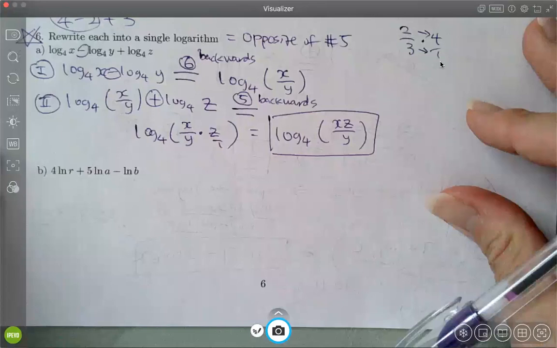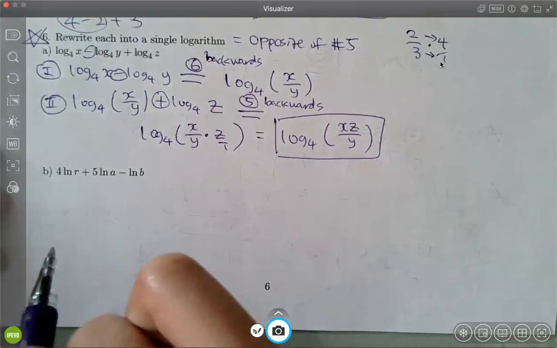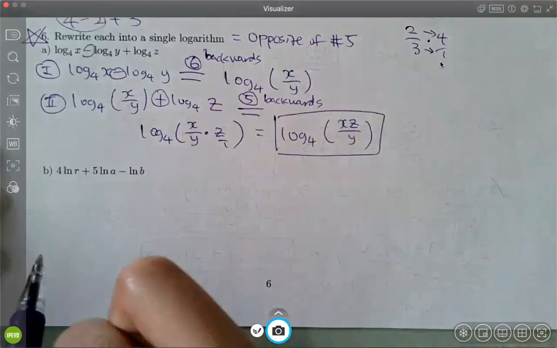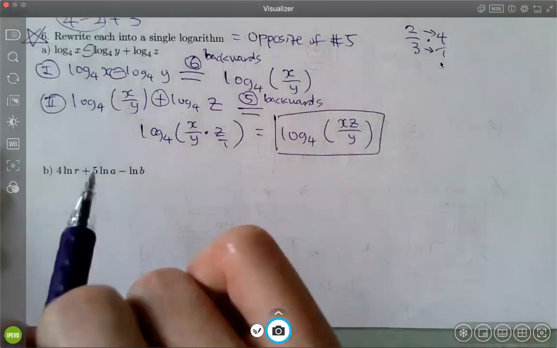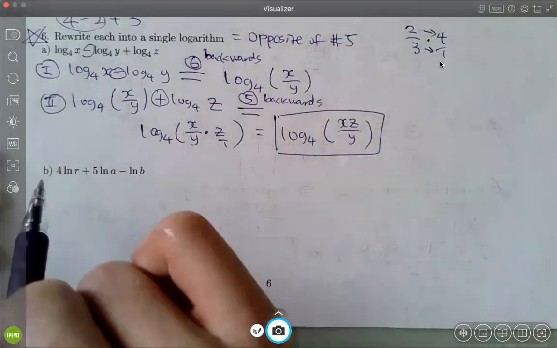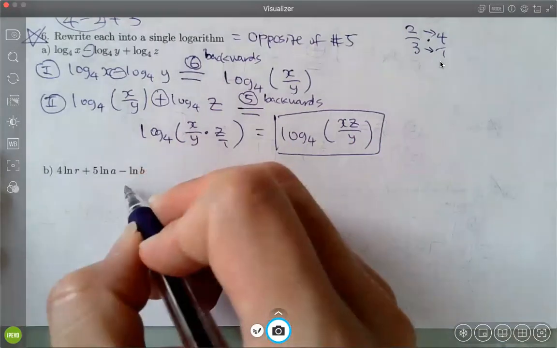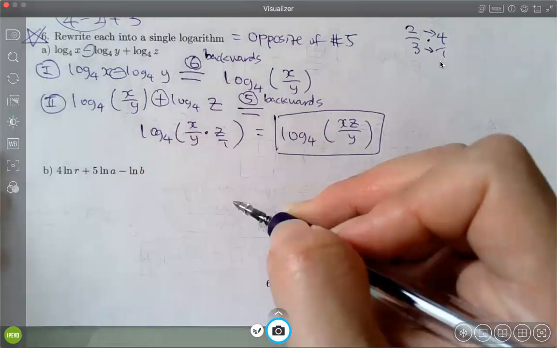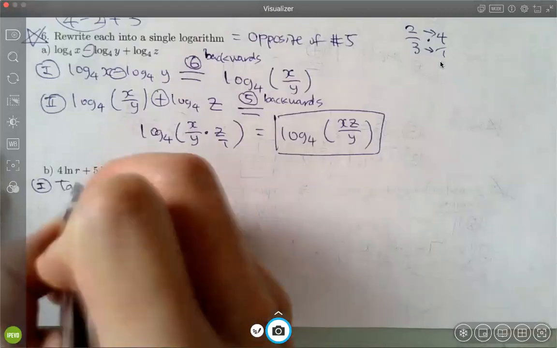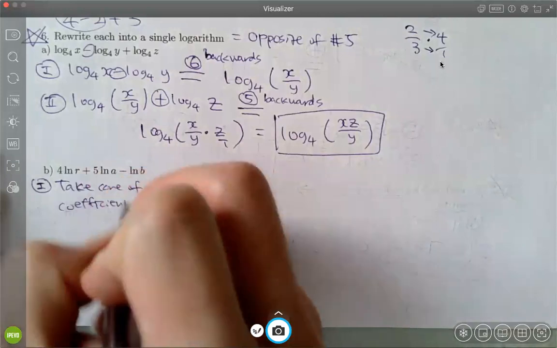And now, what's more important is B, okay? Because unlike A, what do you see here? Some numbers in front, right? And we see sums and differences as well. So what do you take care of first? The summation? The difference? No, you take care of the coefficients first. Okay, so take care of coefficients. That must be the first step.